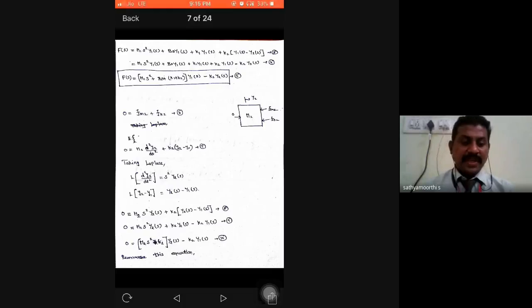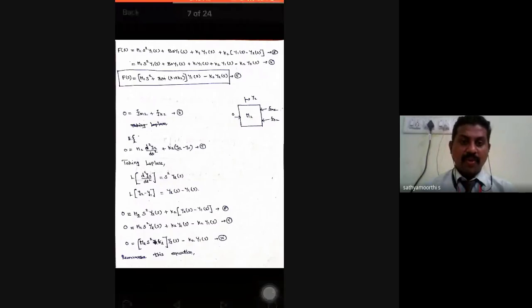Then we have to segregate the equations, that means the y1 of s value and the y2 of s value, separating both. Finally we get F of s equal to m1 into s square plus b into s plus k1 plus k2, into y1 of s, minus k2 into y2 of s. That is equation number 5. So this information comes from the mass m1.